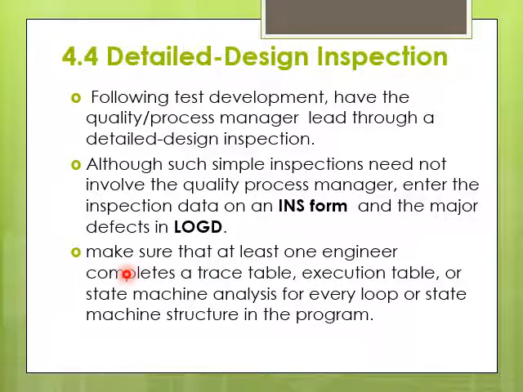Regardless of how you do this inspection, make sure that at least one engineer completes the trace table, the execution table, or state machine analysis for every loop or state machine structure in the program. One way to do this is to meet with the inspection team and decide who will do each kind of analysis for each part of the design. If you decide to do both state machine and trace table analysis of the same code segment, have two different engineers do this analysis. This approach maximizes the likelihood of finding the error.